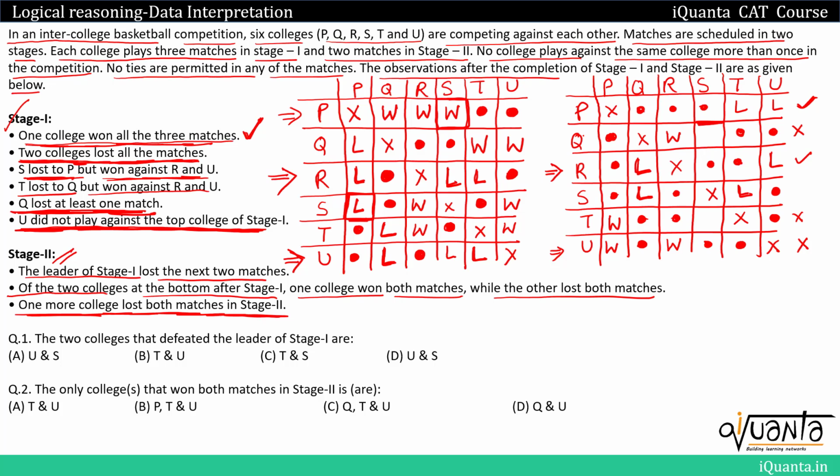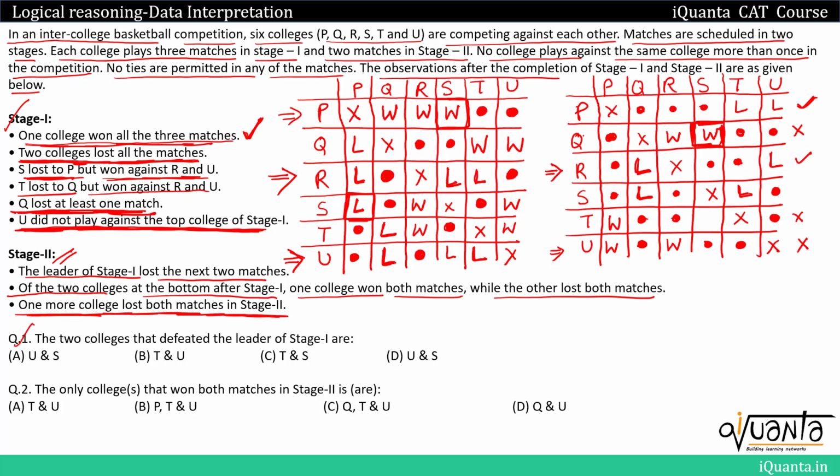So we have only one blank space in the whole table in stage 2, Q against S. So if we look at S against Q was a loss, so Q against S will be a win. So that's it with stage 2. I hope we can solve the questions now.